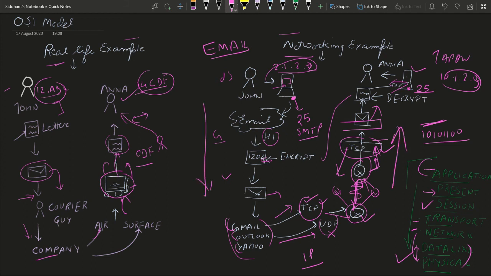This is a networking example. We saw how we can send an email from John's computer to Anna's computer through all the 7 layers of the OSI model. And we saw the real life example of a courier service, which is similar to an email service, and how the courier partner uses this OSI model to transfer the data efficiently. Hope you have understood all the topics which the OSI model covers. Hope you have understood the concept of encapsulation, decapsulation, and all the 7 layers of the OSI model.